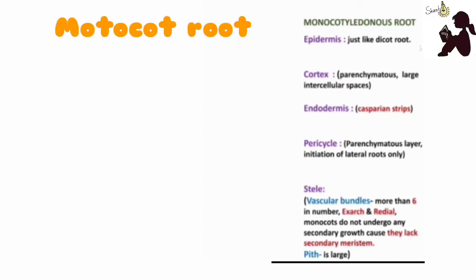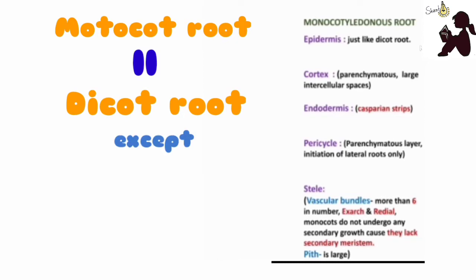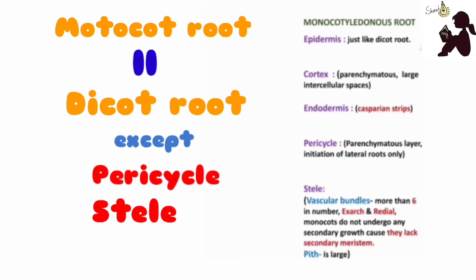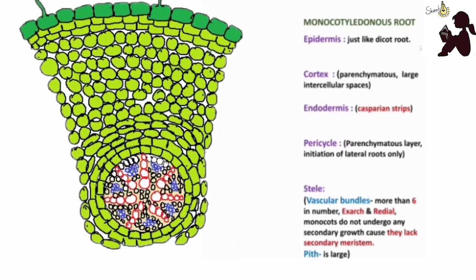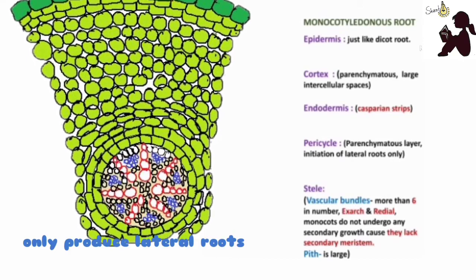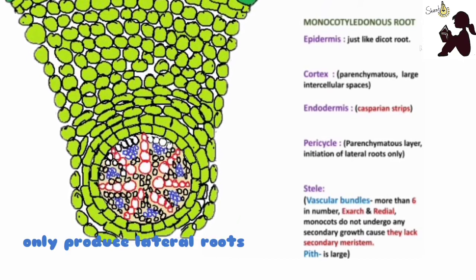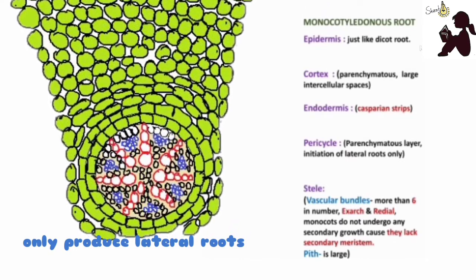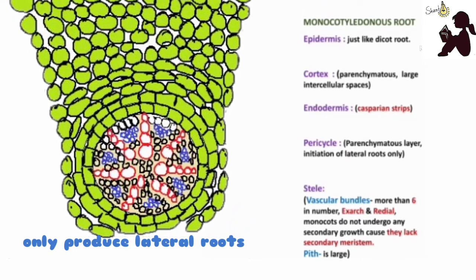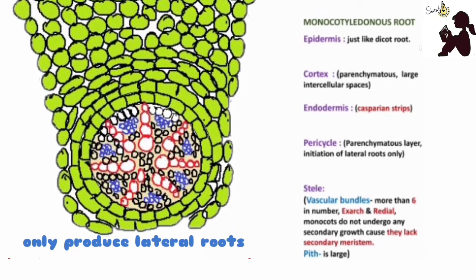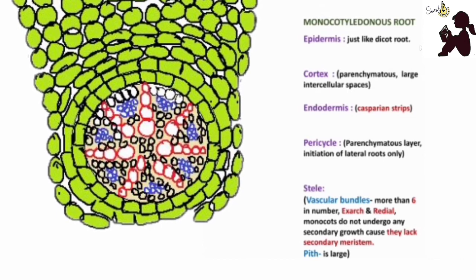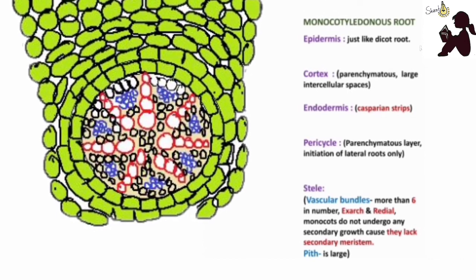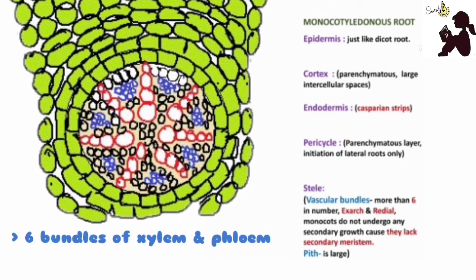Now monocot root is approximately similar to the dicot root except in the area of pericycle and stele. Here the pericycle is parenchymatous just like the dicot, but it can only initiate lateral roots. They cannot form any part of secondary meristem. This is very important. And within the stele, there are usually more than 6 bundles of xylem and phloem.